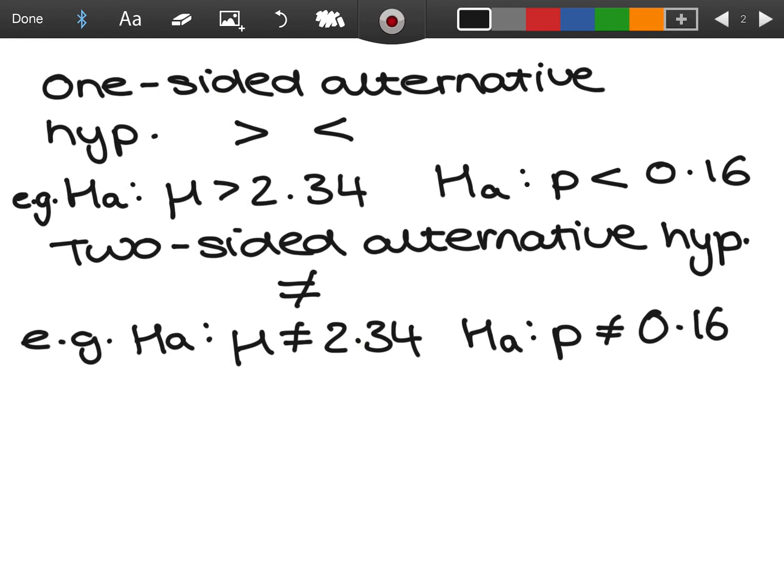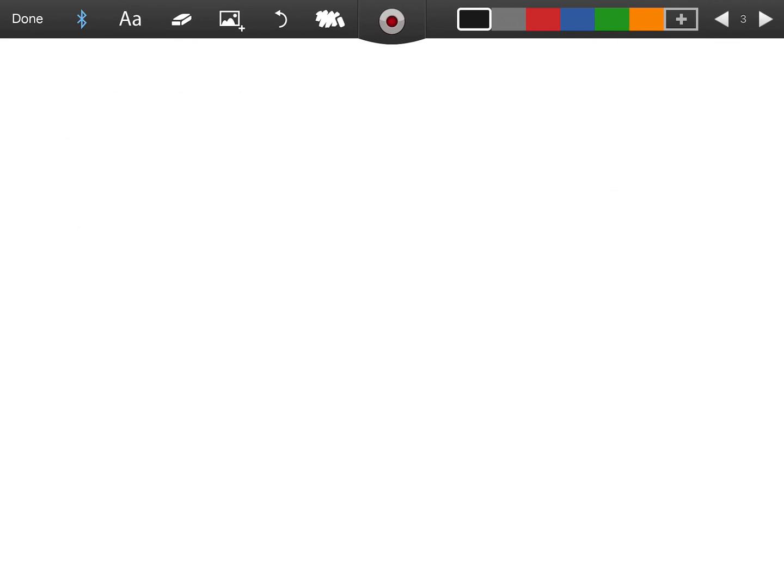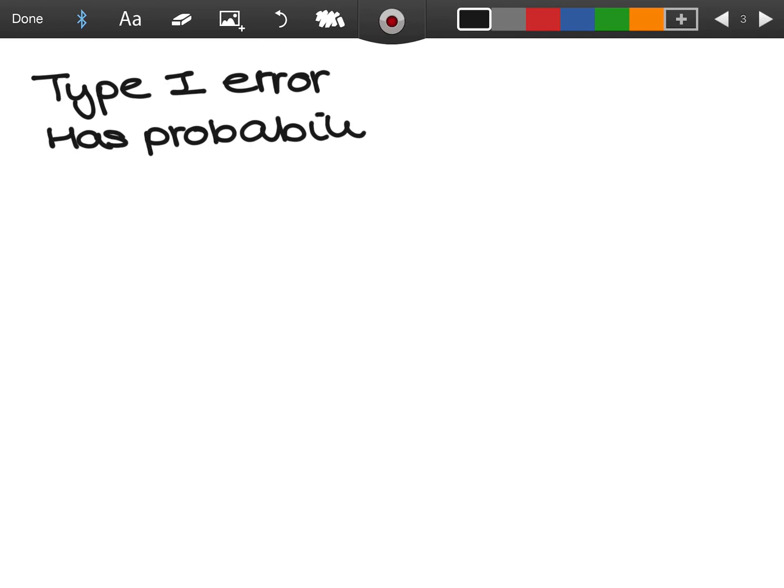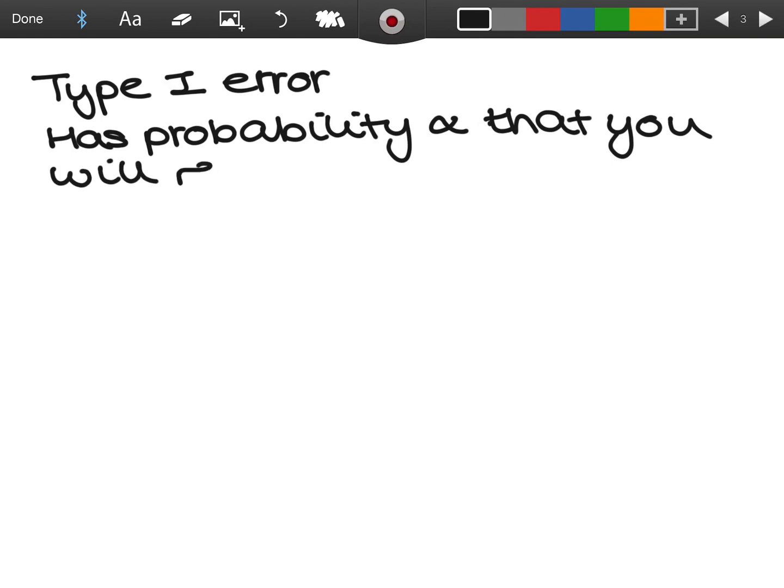Now, when we look at these tests of significance, there are two types of error that you have to be aware of. Don't worry about this too much. It will come up at some stage in 11.2, but you don't really have to worry too much about the meaning of it. It's two types of error. There is a type 1 error and a type 2 error. We'll start with the type 1 error. What this tells you is the probability that you will reject H0 when in fact it was correct. So a type 1 error has a probability, we'll call it alpha, that you will reject the null hypothesis when in fact it was correct.